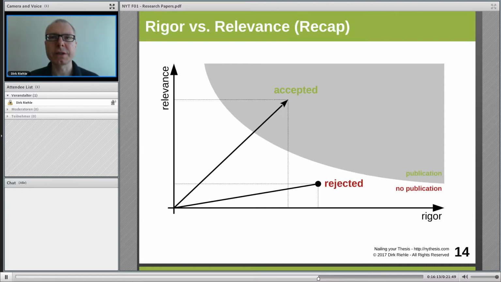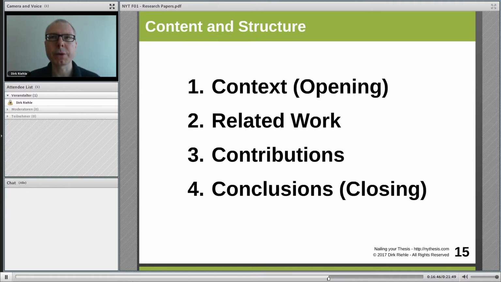Anyway, so here's rigor versus relevance. The Holy Land, or the land of publication, is a combination of sufficient relevance and rigor, and it's the gray area here. And if you don't get enough of both, then your paper will not get published. If you only have relevance but no rigor, it's an opinion piece. If you have extremely high rigor but no relevance, nobody cares, so it might also not get published. You need a minimum amount, typically, of both, but it's the combination of both that makes the successful paper.